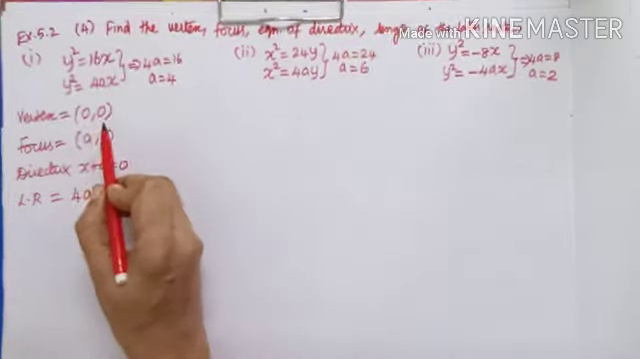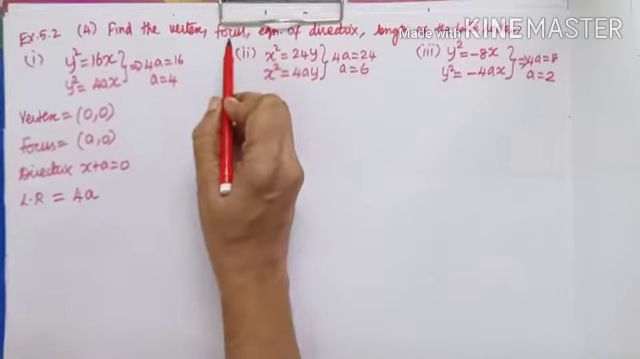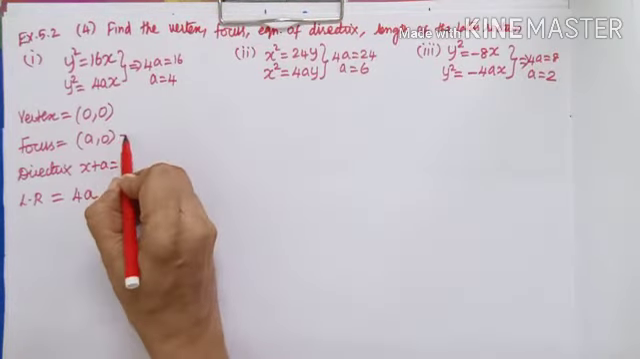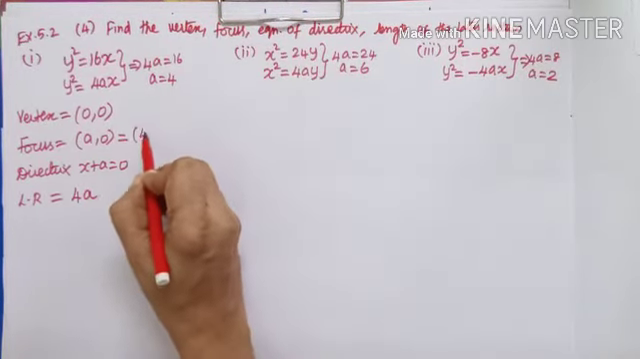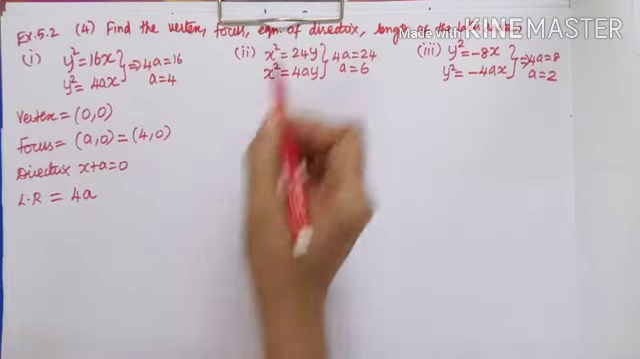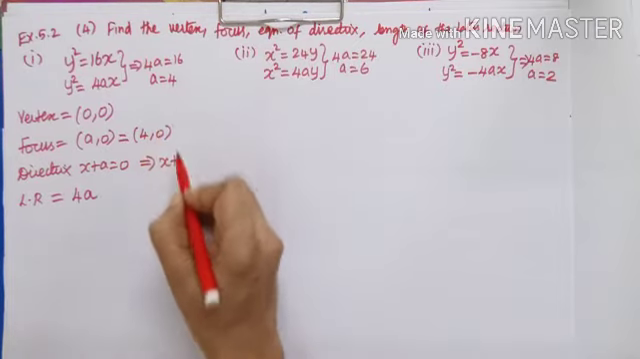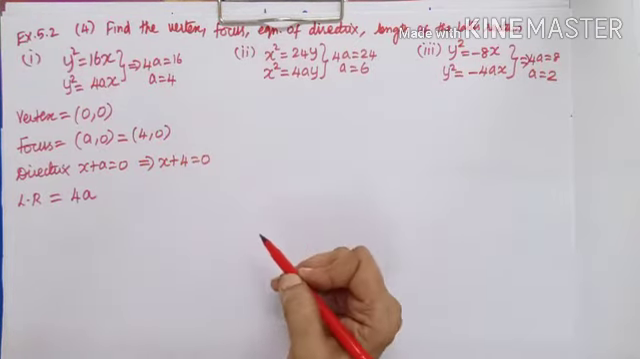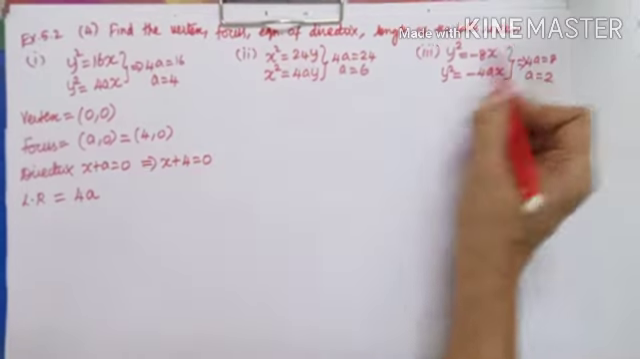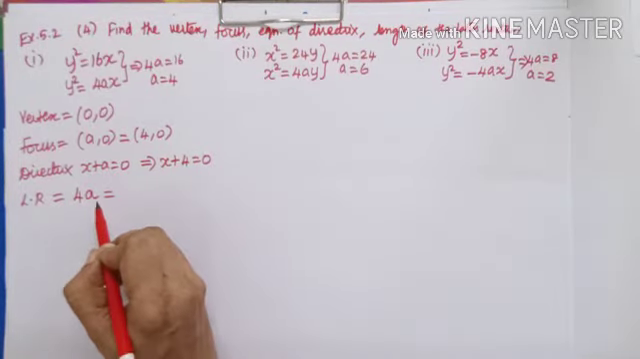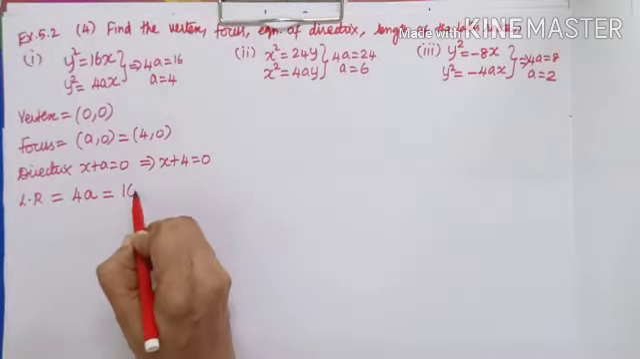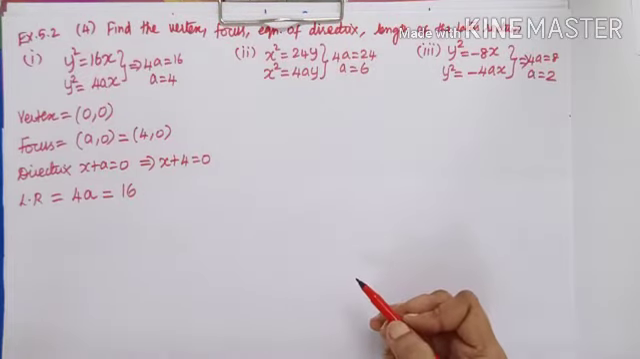Now coming back to this question. Vertex 0, 0 found out. Focus a, 0. What is a? It is 4, 0. Directrix, it is x plus a equals 0. Here I get x plus a value, 4, equal to 0. Length of the latus rectum is 4a. 4a is nothing but 16 and that is the answer.